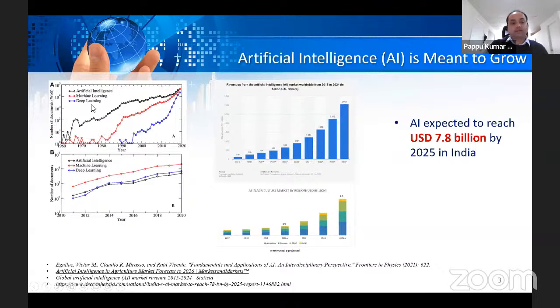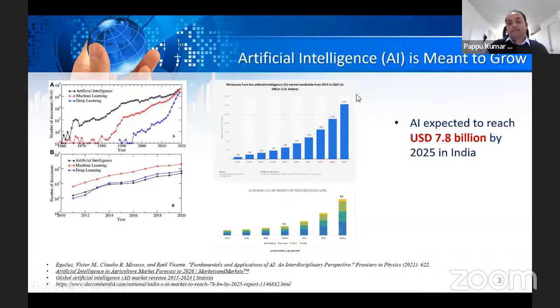Similarly, machine learning and deep learning are widely being used as keywords in a lot of research publications coming out. So this actually shows a growing trend. All these three graphs that you see are growing exponentially, and they all indicate that AI is going to continuously grow.